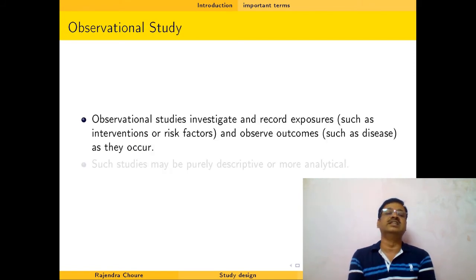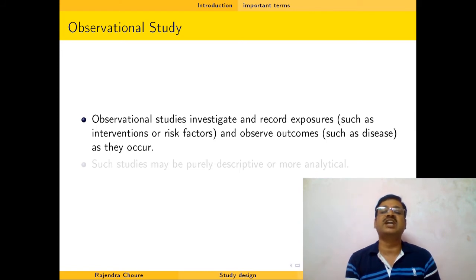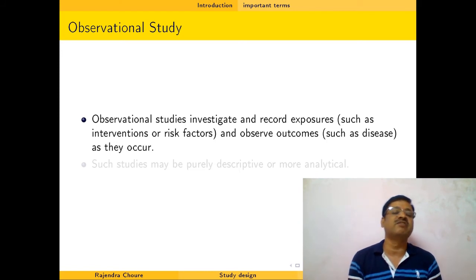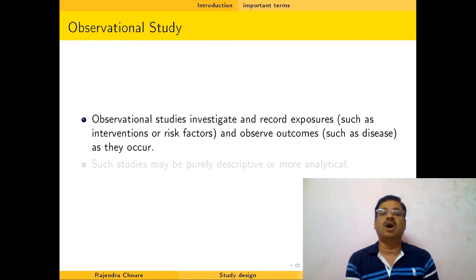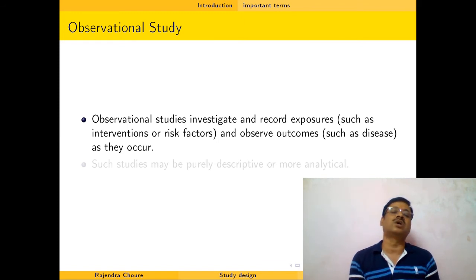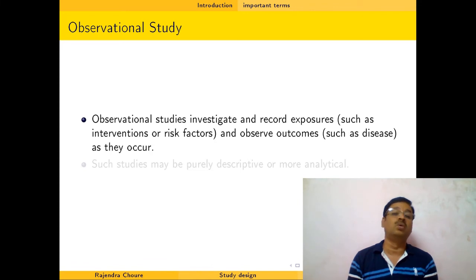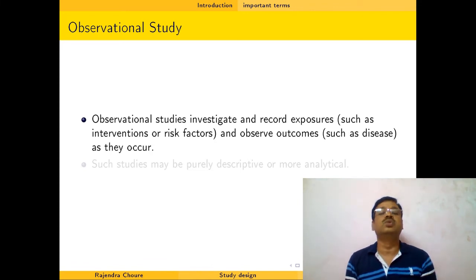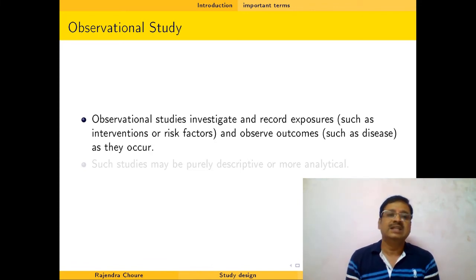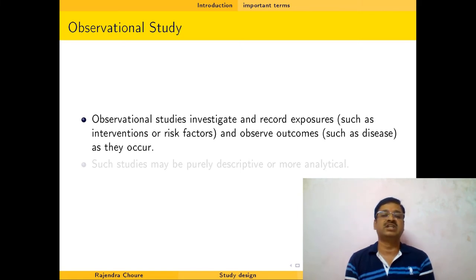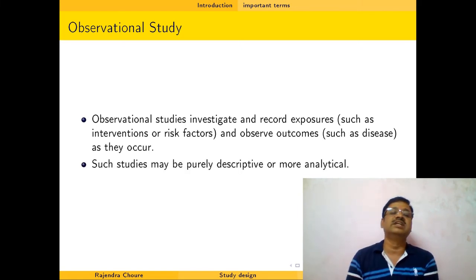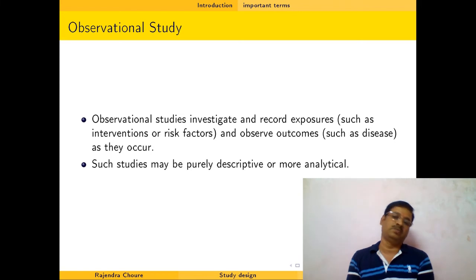Then there are observational studies. In observational studies, the investigator investigates and records exposures such as interventions or risk factors, and observes outcomes such as disease as they occur. In life sciences, we may have previous data available with us, and based on that previous data, if we are trying to know more about a particular variation, then that study will be called an observational study. And these observational studies may be purely descriptive or purely analytical.